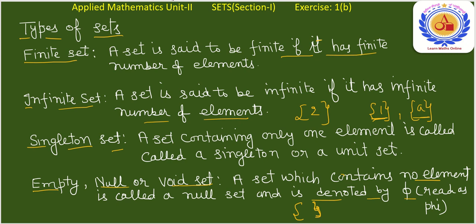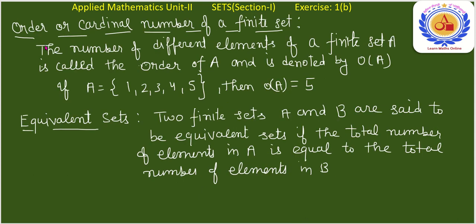Next one is empty set, null set or void set. A set which contains no element is called a null set, and it is denoted by a symbol phi. And the null set or empty set is also denoted by this empty curly bracket. These were the types.